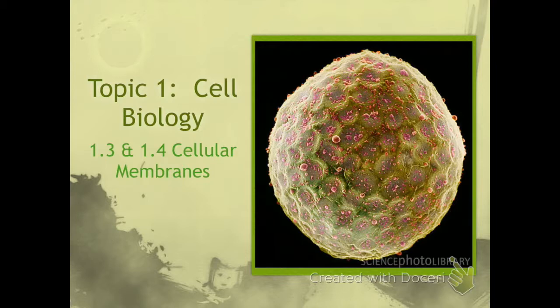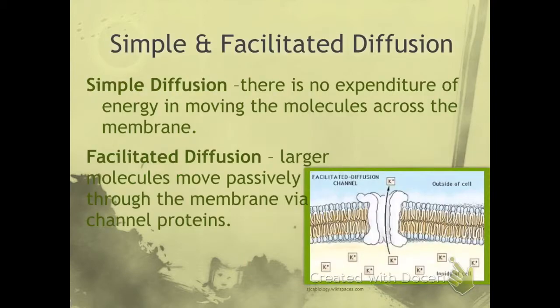Today we're going to be talking about other ways that atoms can move through a cellular membrane. And so let's get started. Okay, the first thing we're going to talk about is simple and facilitated diffusion. This type of movement requires no energy, and simple diffusion is basically what we've already been talking about.